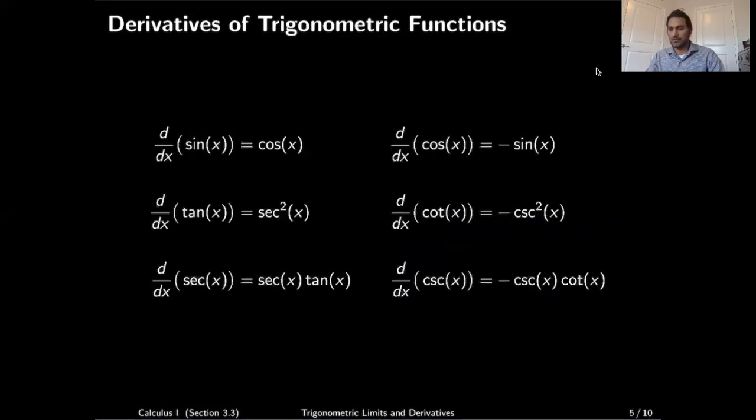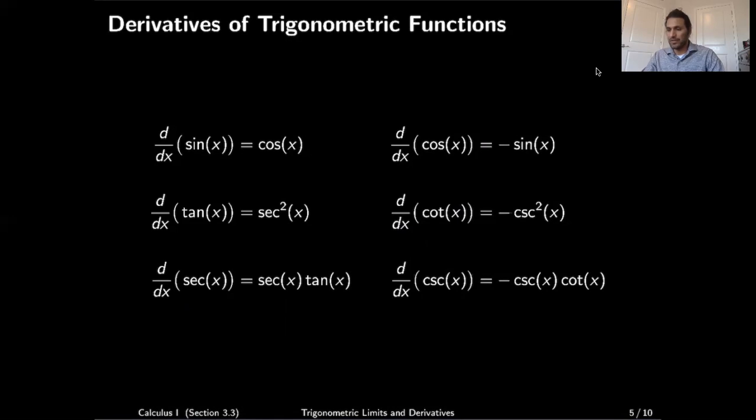Now we can similarly calculate the derivative of cot by using the trigonometric identity. Cot is cosine x divided by sine x. And similarly, secant x is 1 over cosine x, cosecant x is 1 over sine x. By using these trigonometric identities with the quotient rule, we can calculate the derivative of all of these.